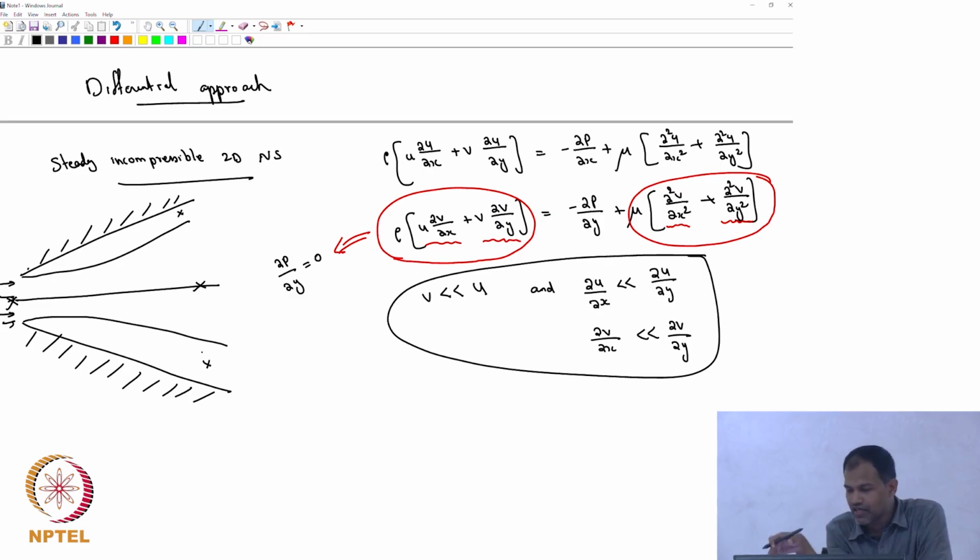I have given very hand-waving arguments. If you don't believe it, don't worry, but take it for granted that pressure variation across the boundary layer is going to be so small. Therefore, you can determine the pressure variation inside a boundary layer just by knowing the pressure outside. This is in a laminar boundary layer.